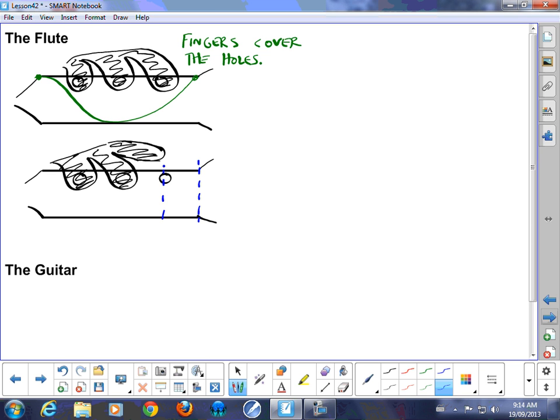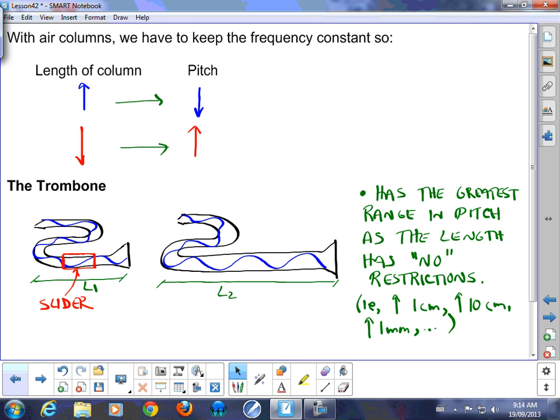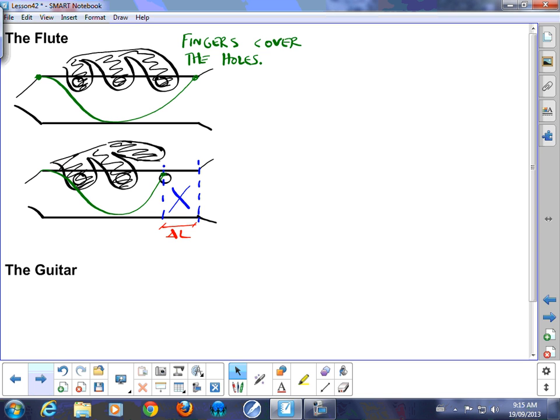We've shortened it. That length has been eliminated, because now the standing wave goes to the open hole. So we've shortened the wave, and that's where that delta L comes in. If you shorten the wave, shorten the column, that means we've increased our pitch. So the person playing the flute can increase the pitch.